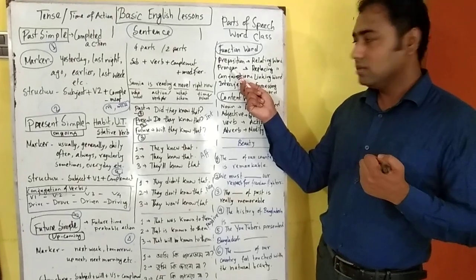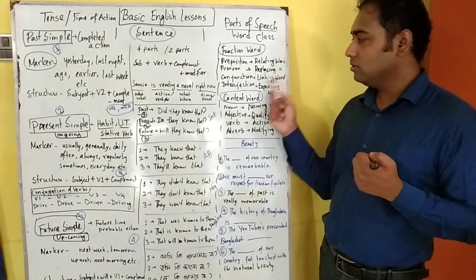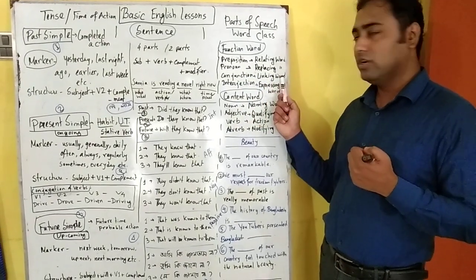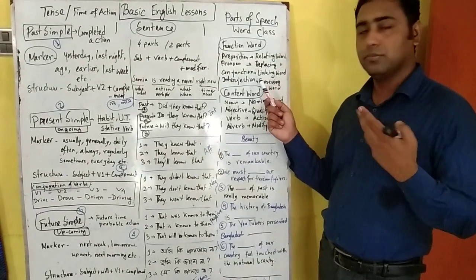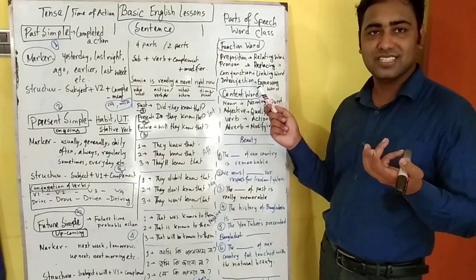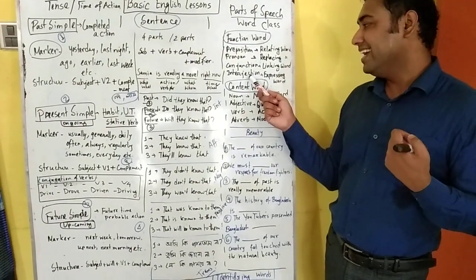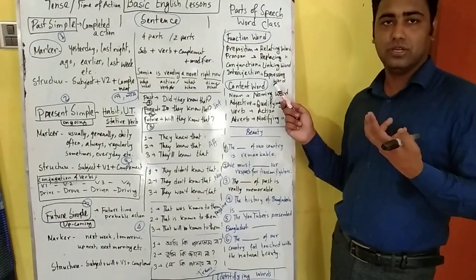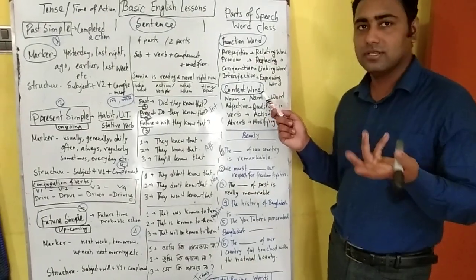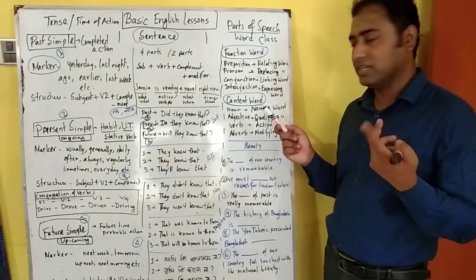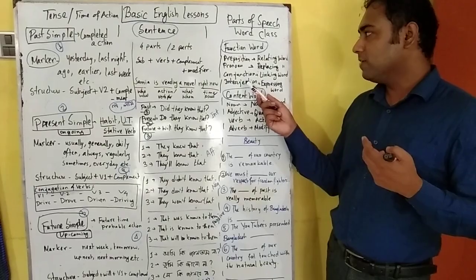Pronoun is a replacing word for noun. Conjunction is a linking word in a sentence. Suppose and, or, but, because, till, until, something like this. Interjection is an expressing word. Ouch, oops, those words, it expresses something. And these are all function words.